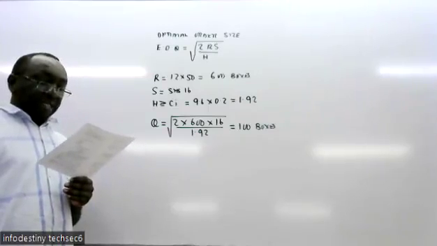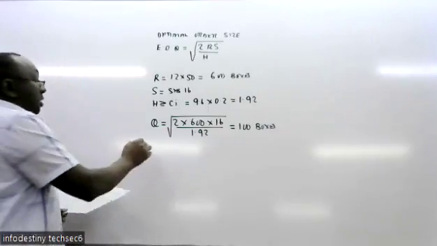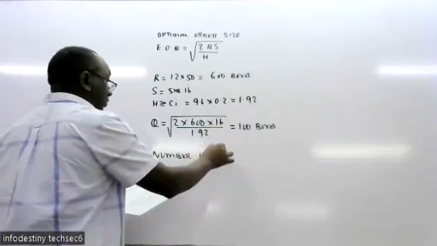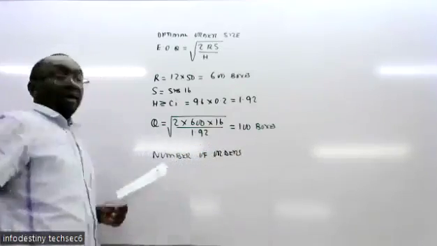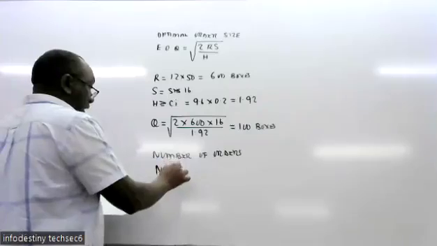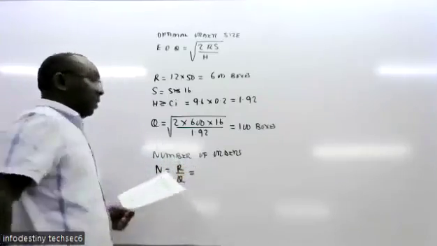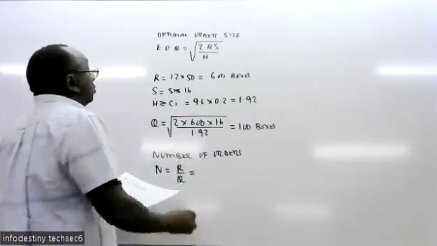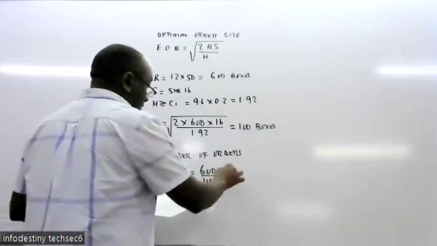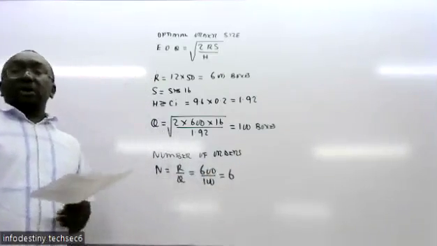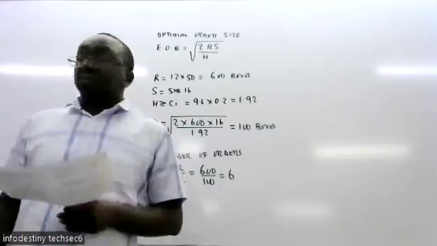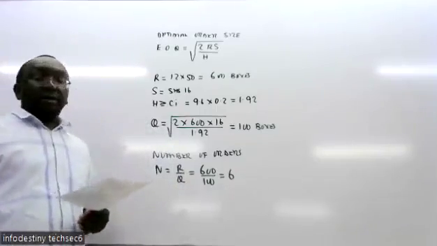Then they're asking us to get the number of orders per year. So the number of orders, N, is equal to R out of Q. R is 600. You divide by 100. That gives us 6. So you are going to order 6 times in the year.